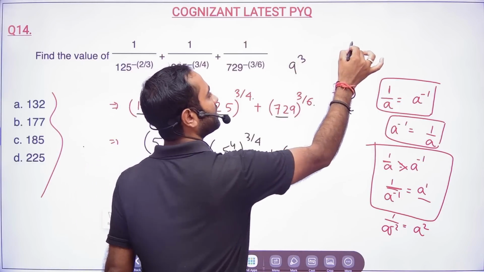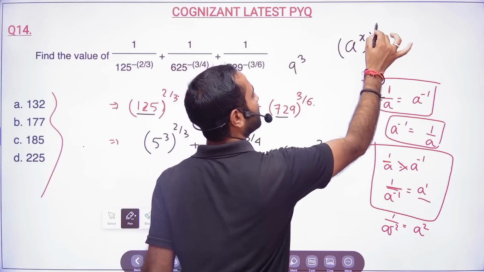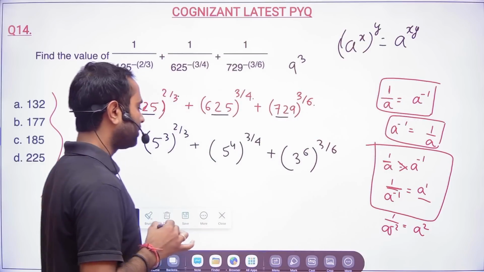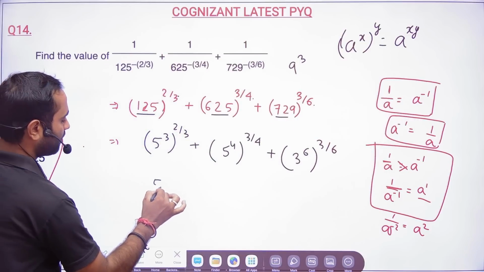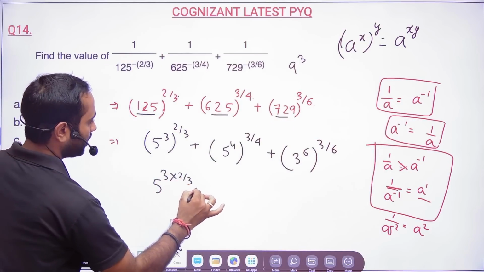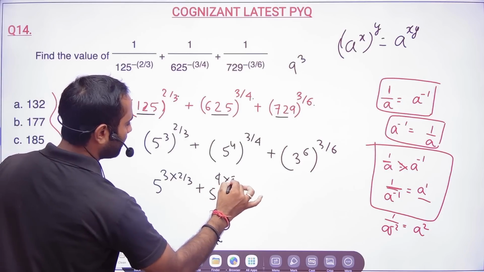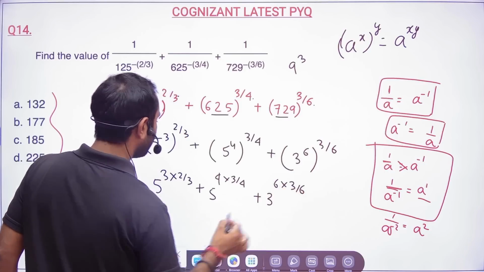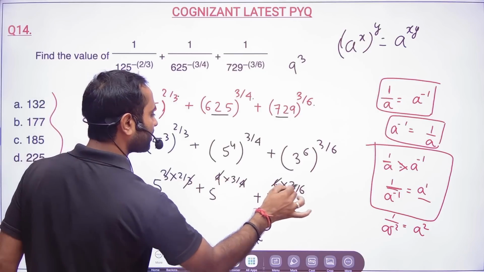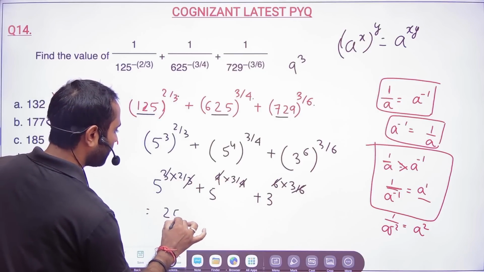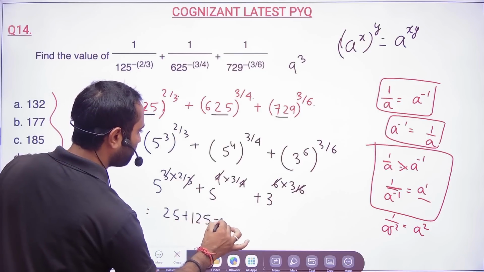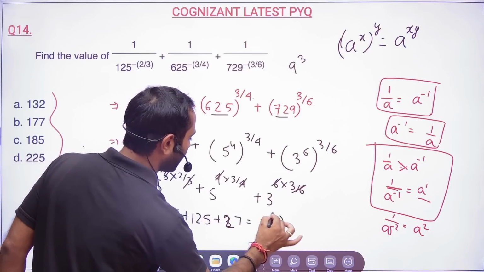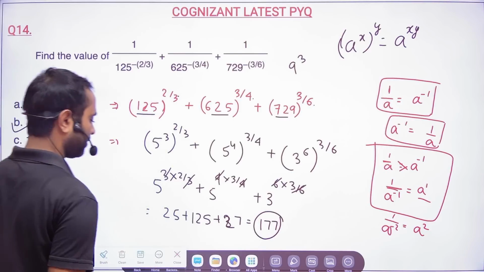Now, friends, if we have a to the power x and to the power y, the rule of surds and indices says it will become a to the power x into y. The power will get multiplied. So here 5 to the power 3 into 2 by 3, here 5 to the power 4 into 3 by 4, and here 3 to the power 6 into 3 by 6. So this 3 and 3 cancelled, 4 and 4 cancelled, 6 and 6 cancelled. 5 square is 25, 5 cube is 125, this total is 150, and 3 cube is 27. So 150 plus 27 will be 177. So option B is the correct answer.